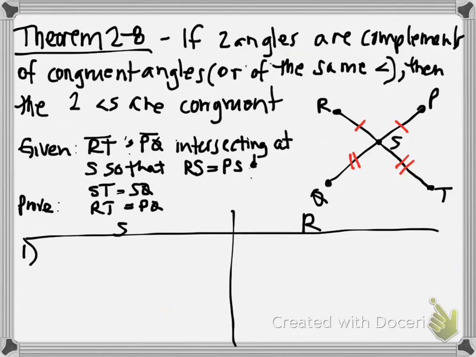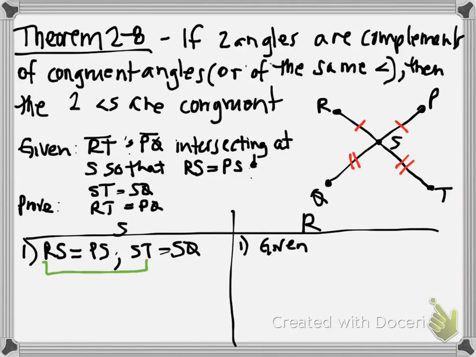So this is kind of the crazy one. Okay, so I know these two things. RS is equal to PS. ST is equal to SQ. That's my given. But what I want is RS plus ST to equal PS plus SQ. What have we studied that allows me to do that? How do I get this equal to this?